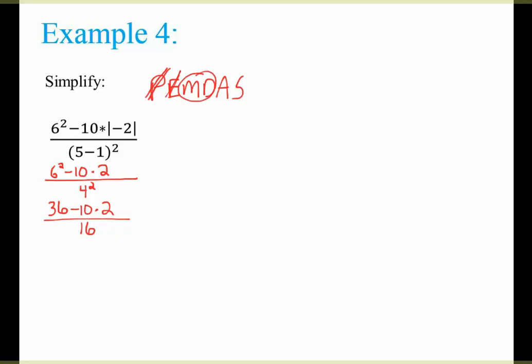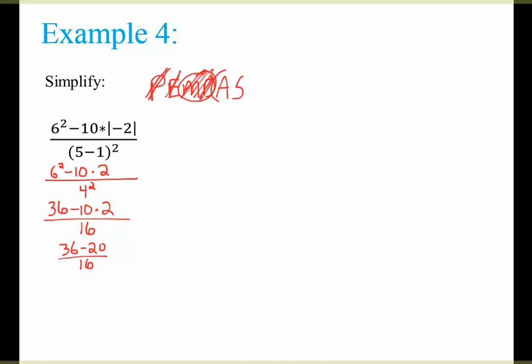Okay, I only have a multiplication problem here, 10 times 2. So don't do 36 minus 10 is 26. That's a common mistake, but you don't get to subtract. You cannot do the subtraction first. You have to do this multiplication first instead. Okay, so 10 times 2 is 20. We're talking about 36 minus 20 over 16. That would be my multiply and divide phase.